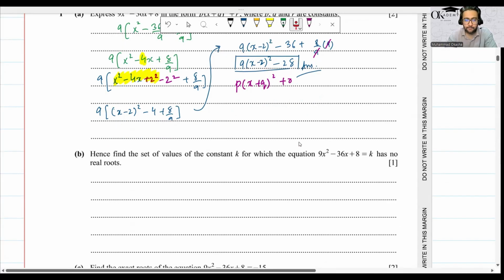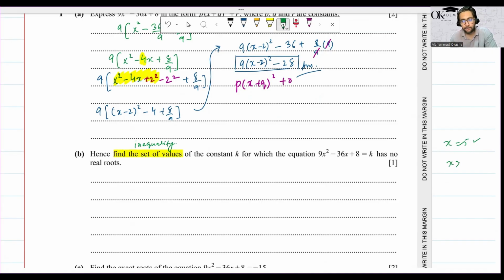Next, find the set of values of the constant. So look for the keywords. If it says find the set of values, which already tells me that I'm going to get an inequality, right? Because equality means a fixed value. If I say x equals 5, x is just 5. But if I say x is greater than 5, I mean all the values of x greater than 5. It could be 5, 6, 7, 8, and so on. Right?